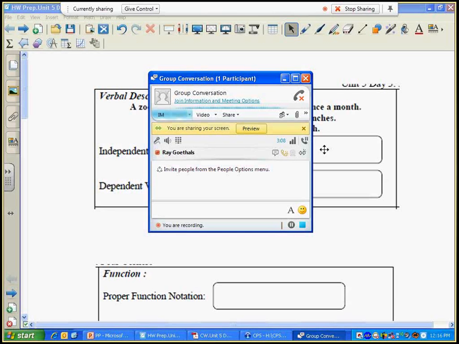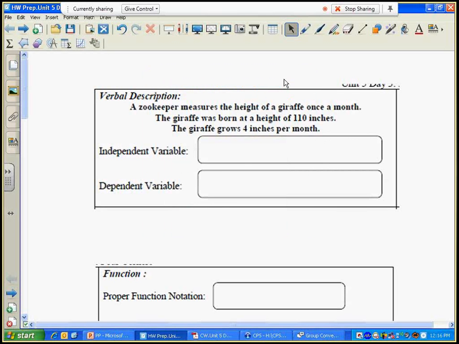Okay, let's turn our attention towards our Unit 5, Day 3, 4 Corners. It is called 4 Corners because we're going to talk about the 4 different representations of a function. The first one in the top left-hand corner is the verbal description. It deals with words. It can be a story. Please write down the story here as we begin.